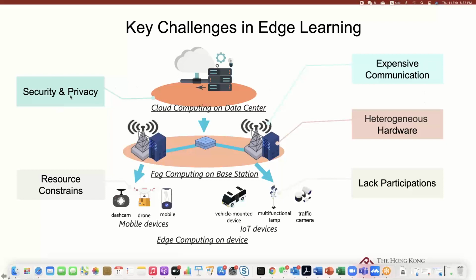And here is about privacy and security, okay? And lastly is about the incentive, okay? How can you encourage devices to share their data, to share their computation units for collaborative learning, right?